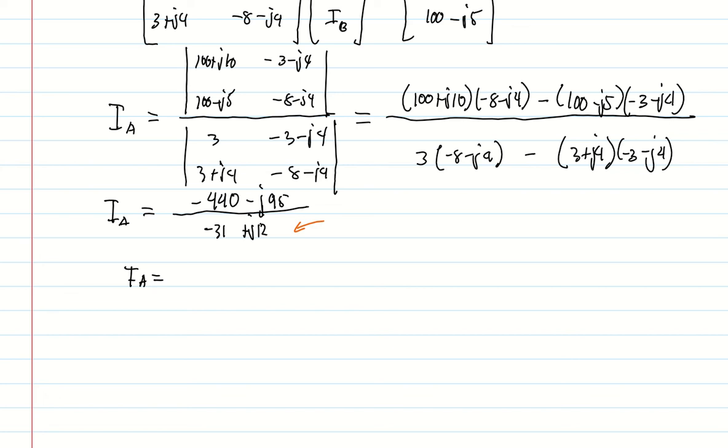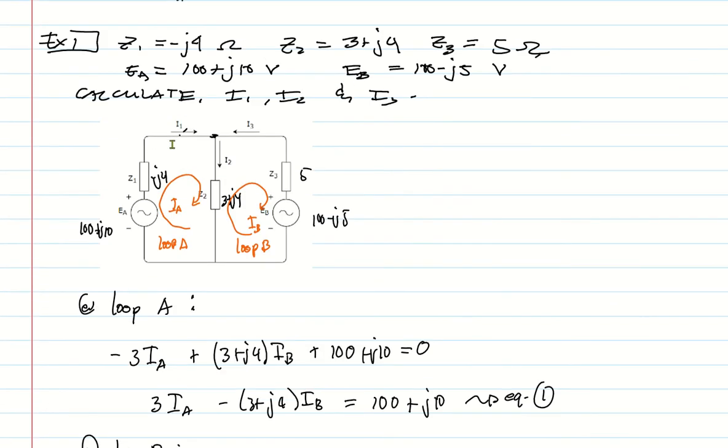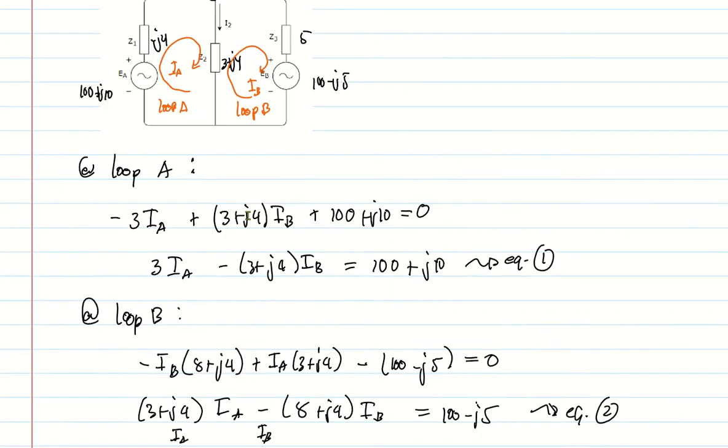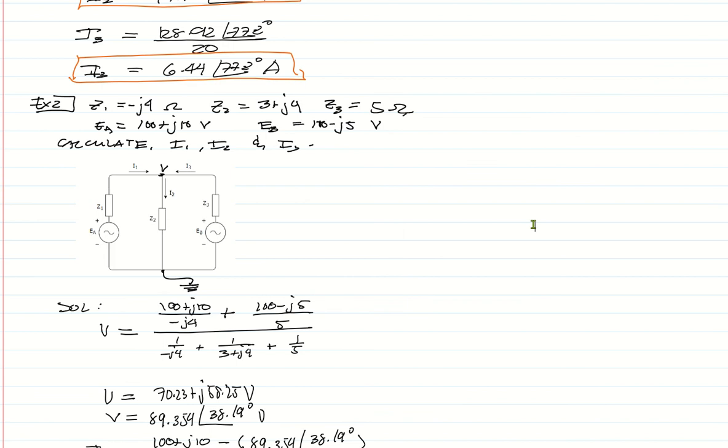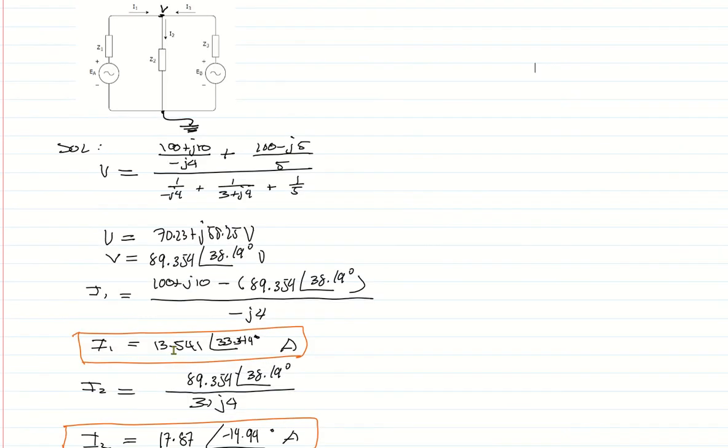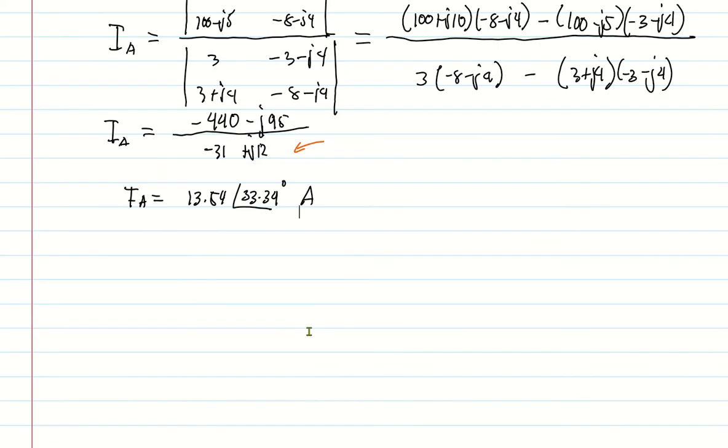And converting it into polar form, the answer will be 13.54 angle 33.34 degrees. So this is IA. And if you look at the figure, IA is actually the same as I1. So we can check if our answer here is correct based on our calculation using the nodal analysis. I1 is also equal to 13.541 angle 33.44. It's the same as our computed value using mesh analysis.